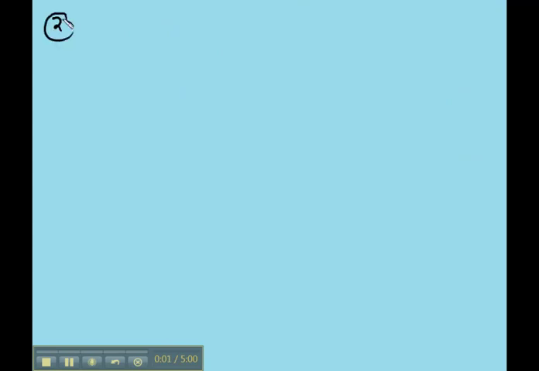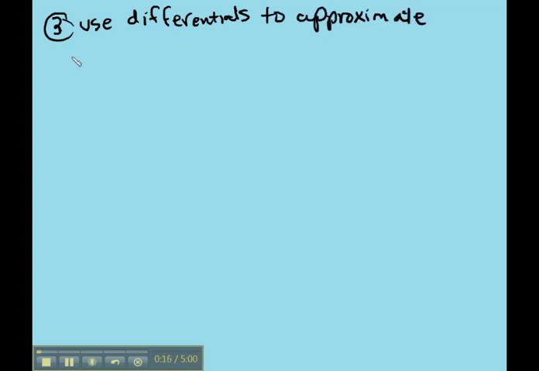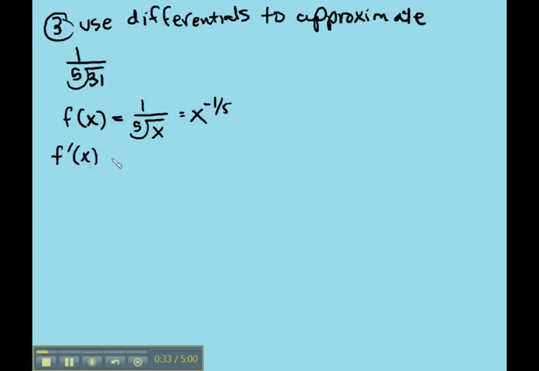In this video, let's do another example, and this will be example 3 of using differentials to approximate a value. So here I'm going to approximate 1 over the 5th root of 31. Alright, so I need to make a function that's close to this, so 1 over the 5th root of x seems like it would be a good idea, and that's x to the negative 1/5. And now I need the derivative, the first derivative, f prime of x, that's negative 1/5 x to the minus 6/5, or negative 1 over 5 x to the 6/5.